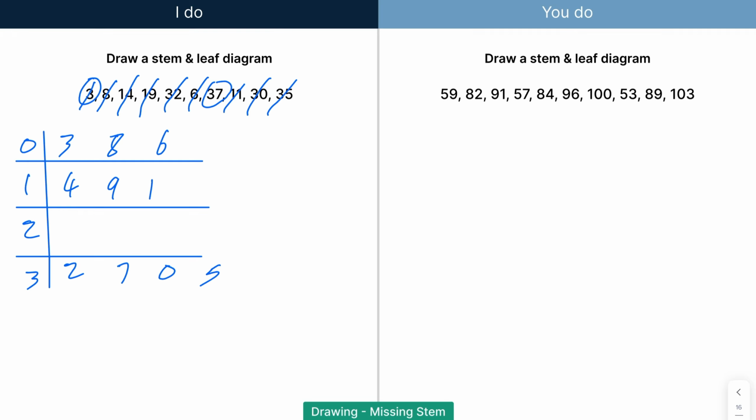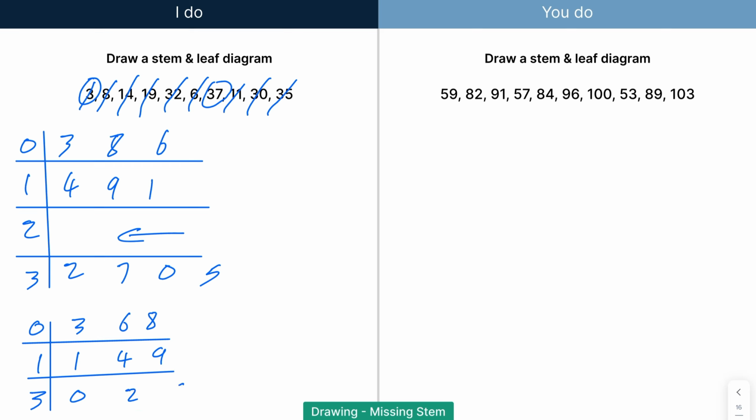Now, you notice there's nothing in this one here. So when you draw this again to put things in order, you do not need to include that stem because that stem's not got anything in there. So you can just go 0, 1, and then 3. So that will become 3, 6, 8, 1, 4, 9, 0, 2, 5, 7. Okay, so that is all there is here. Sometimes a stem could be missing, and as usual, remember to do the key. So here we can use 0, and then a dash, whatever we call that, 3 means 3.